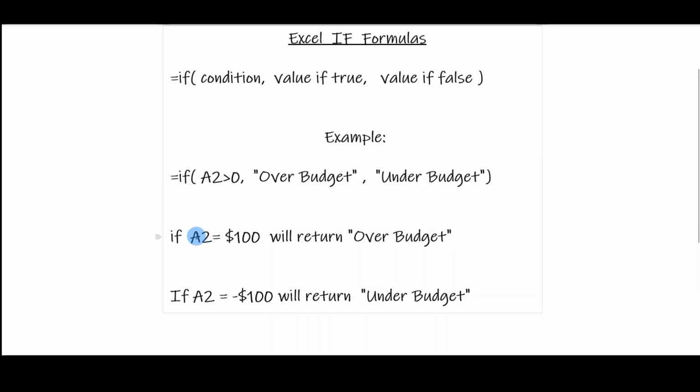So let's take a practical example. If the value inside of A2 is equal to 100, so is A2 greater than 0? 100 is greater than 0, so that will return the words over budget. If the value is negative 100, so if we apply the IF statement, if A2 is greater than 0, it's not, it's a negative number. So in this example, we're going to return under budget.